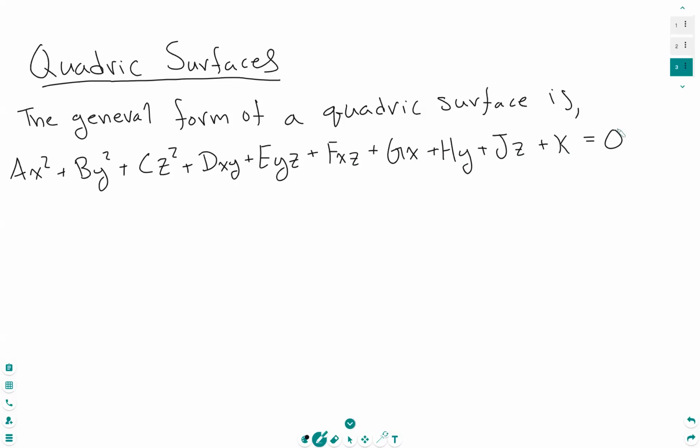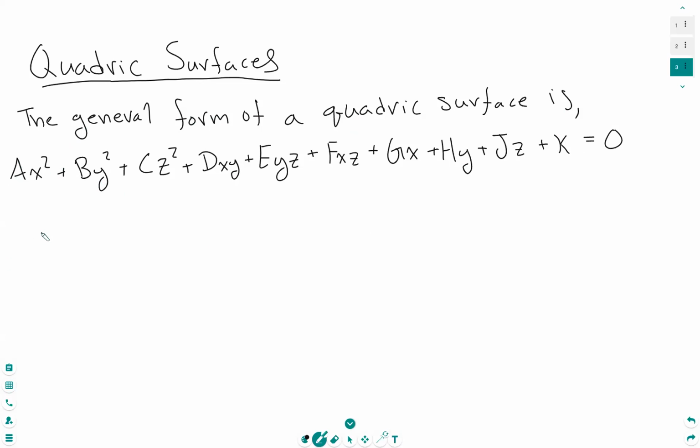So that's all combinations up to power 2 here, right? So we have x, y, and z all squared. We also have powers of 2 in the polynomial terms xy, yz, xz. And then we have our linear terms, x, y, and z, and then our constant term here. So any surface that takes something of this form, some of these might be 0, but as long as these are the only terms that are included in our expression, this describes a quadric surface.